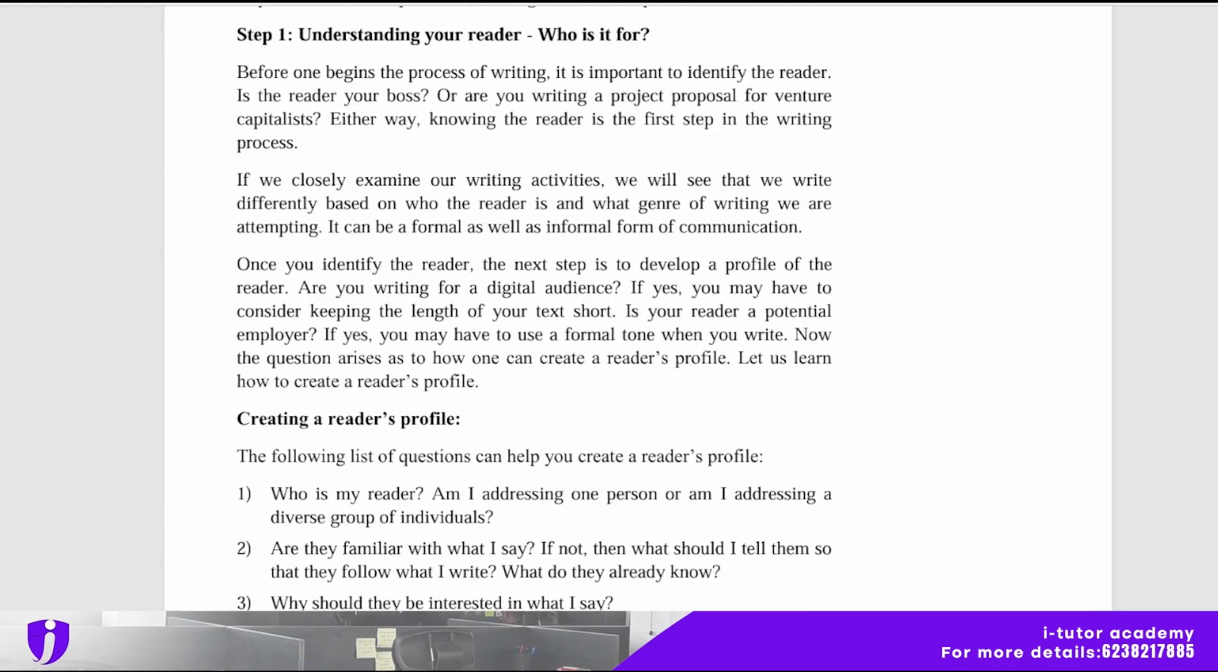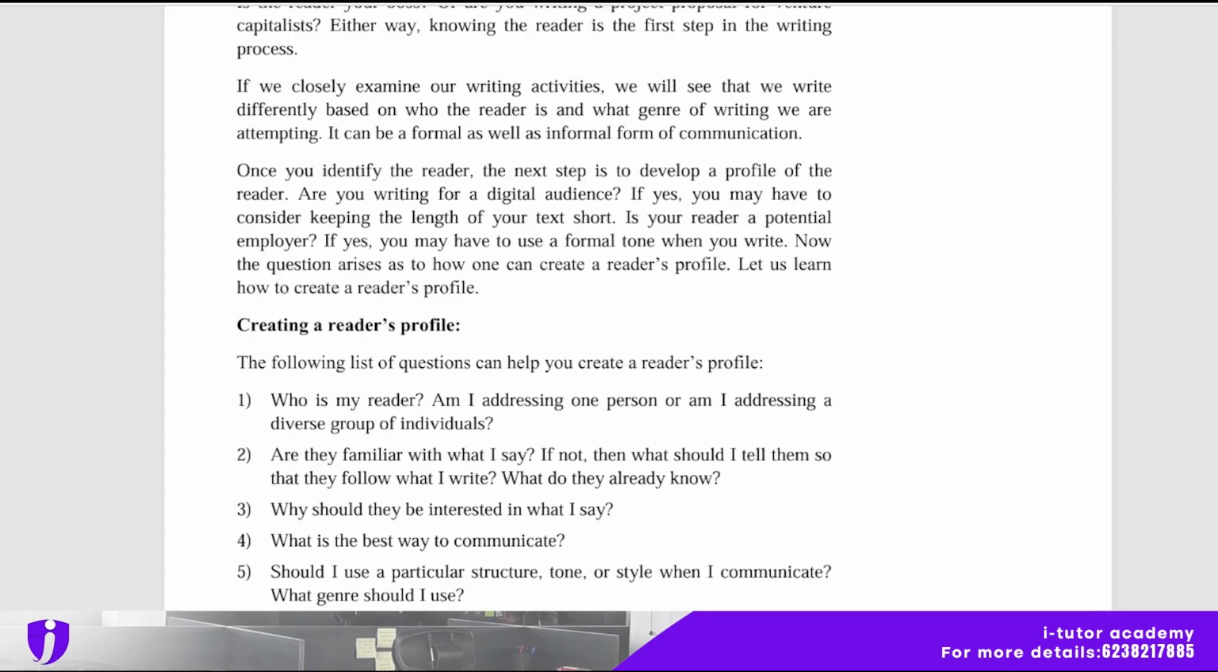Before beginning the process of writing, it is important to identify the reader. Is the reader your boss, or are you writing a project proposal for a venture capitalist? Either way, knowing the reader is the first step in the writing process. If we closely examine our writing activities, we will see that we write differently based on who the reader is and what genre of writing we are attempting. It can be a formal as well as informal form of communication.